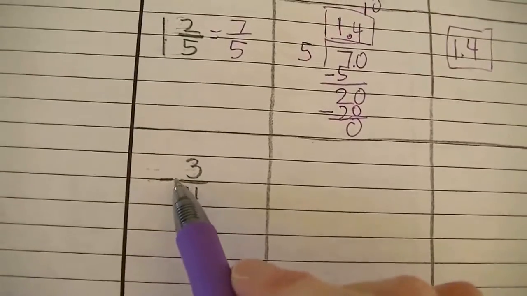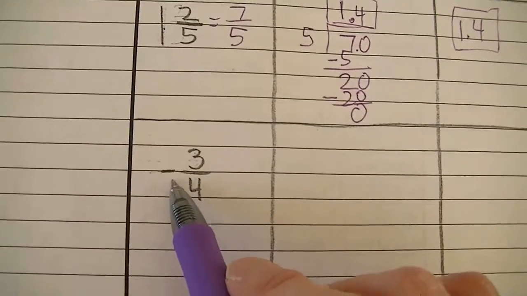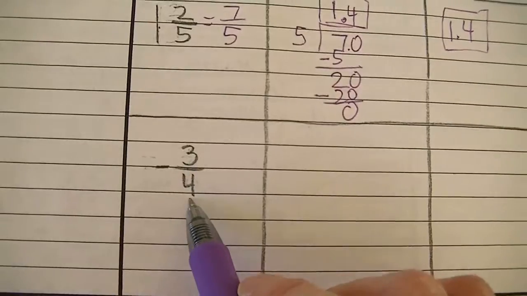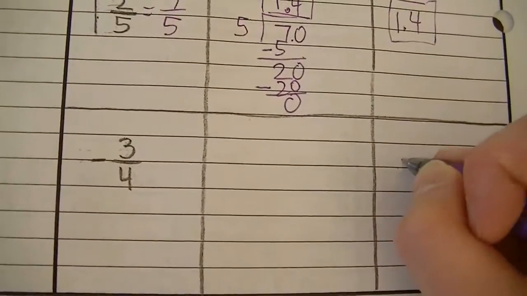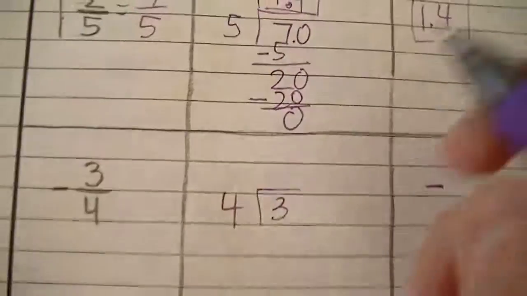Designate one of them as a negative. Don't make them both negative because that's going to change the value. So let's make it negative 3 divided by 4. A negative divided by a positive is going to give me a negative answer, so I know the answer is going to be negative. But for the sake of long division, I'm just going to make it positive.